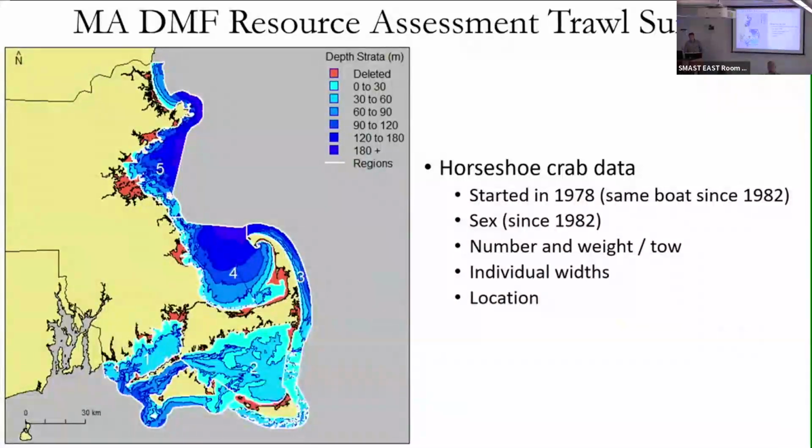Survey started in 1978. It's used the same boat since 1982, and it's sexed crabs since 1982. So because of the boat change and because of the sexing, we use data from 1982 on. They record the number of crabs per tow and the weight per tow. They also collect individual widths of the crabs, as well as the location captured.